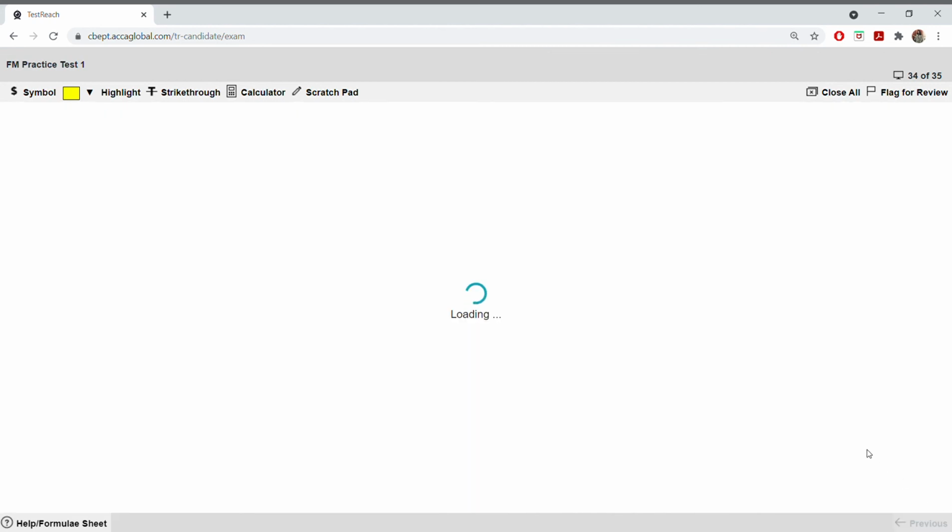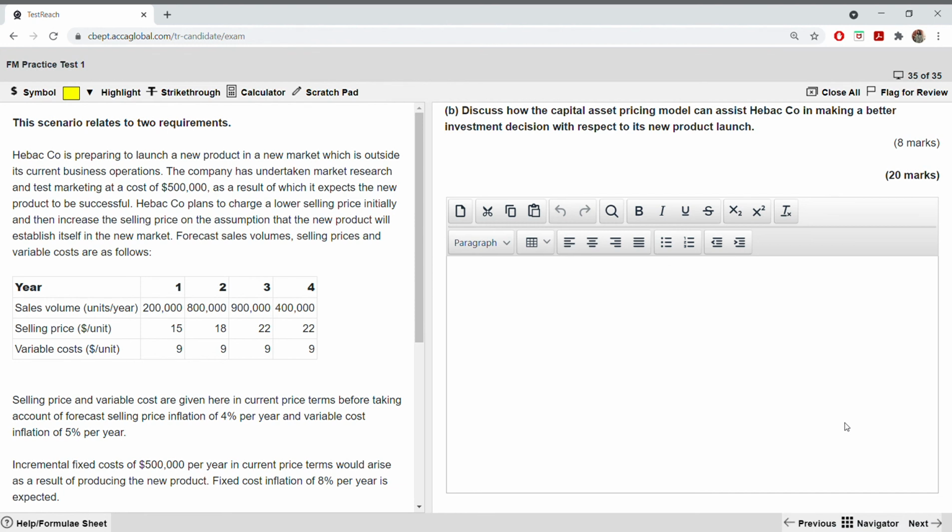And finally we are coming to the last question. If you see, it is for 8 marks. Discuss how the capital asset pricing model can assist the company in making a better investment decision with respect to its new product launch. 8 marks. So here, make sure that you read these answers. Definitely I'm not going to write the whole answer, but definitely you are getting the 8 marks. I will write what you are getting the 8 marks for.